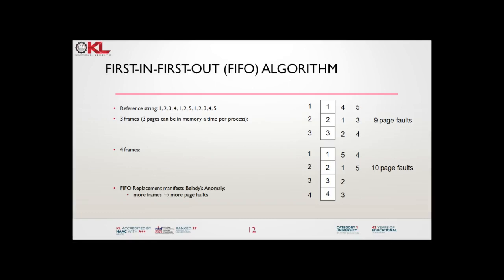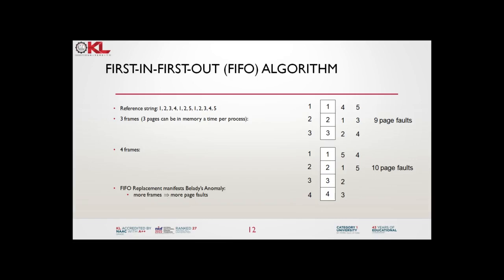When you increase the frame size from 3 to 4, it is supposed to reduce the number of page faults to less than 9. But what happened with this example? It increased to 10 page faults. So this is called Belady's anomaly. According to Belady's anomaly, more frames can produce more page faults. This happens only in rare cases, not for all reference strings.